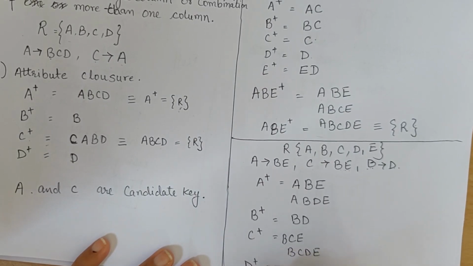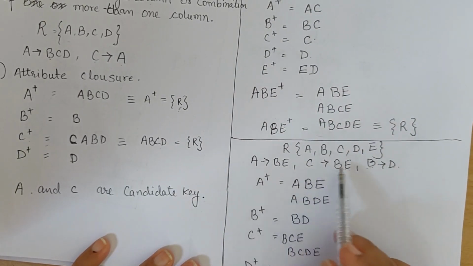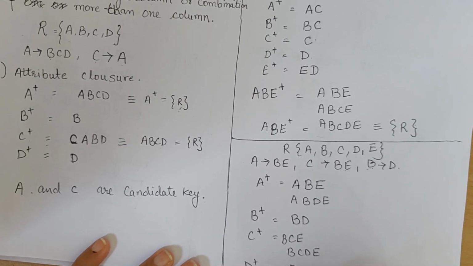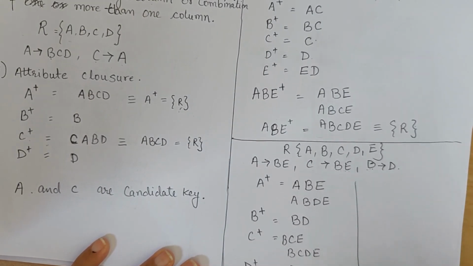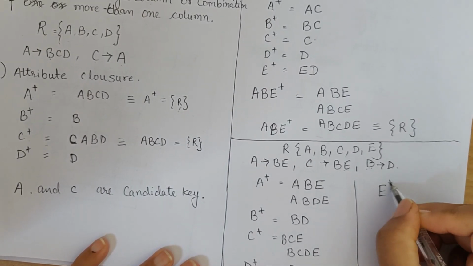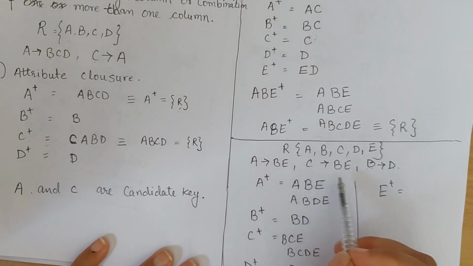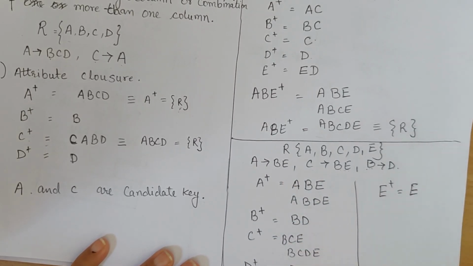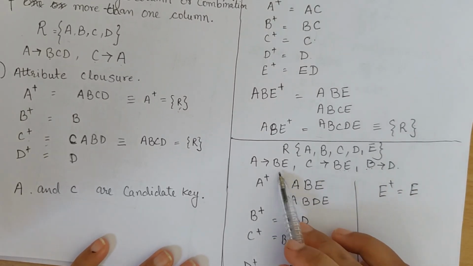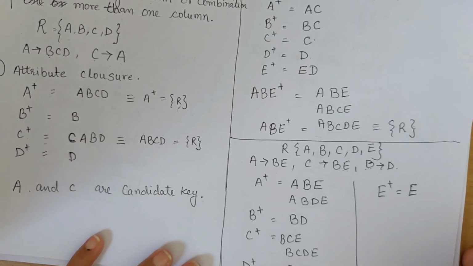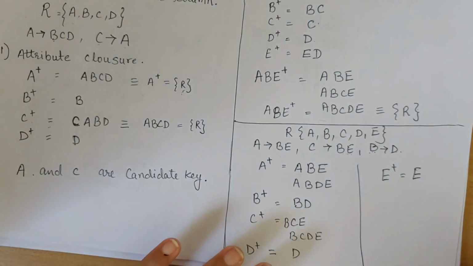Now the closure of D is D, and D is not determining anything, so only D. Next, the closure of E. If you check here, E will come in the result set, and E is not uniquely determining anything, so nothing will come after this.